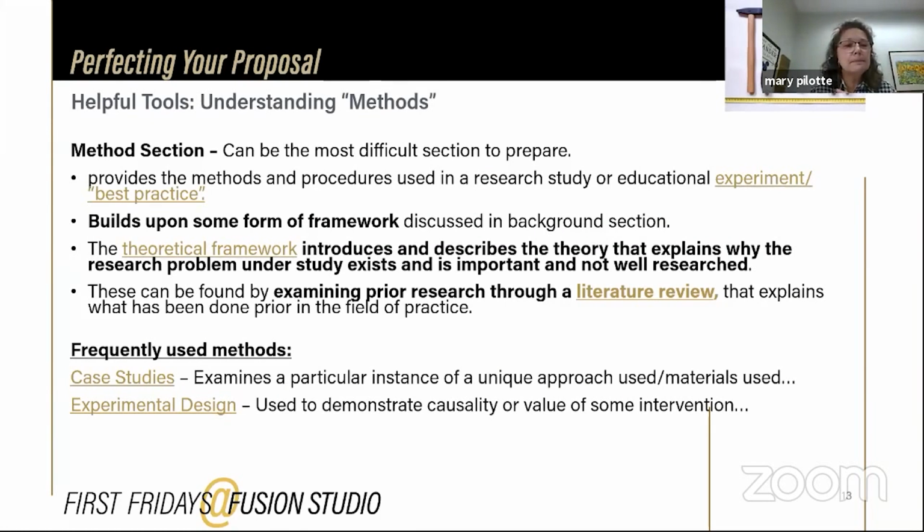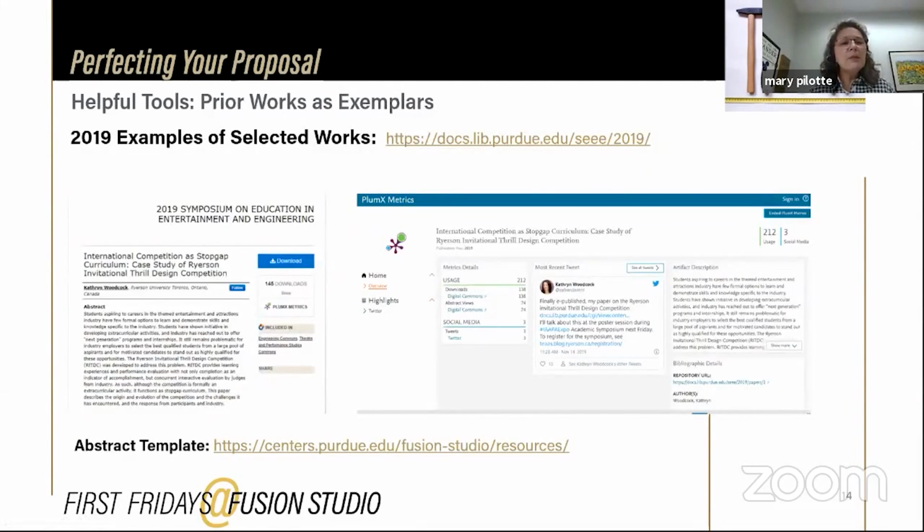Next slide. What I provided here as another tool is a link to prior works presented in our 2019 symposium. Often it's helpful to see how someone else structured their work, for a brand new symposium. We've run only a couple of years now. So we encourage you to go to that link at the Purdue libraries, where we archive all these works, and take a look at what was submitted.